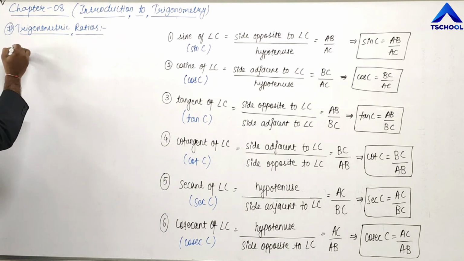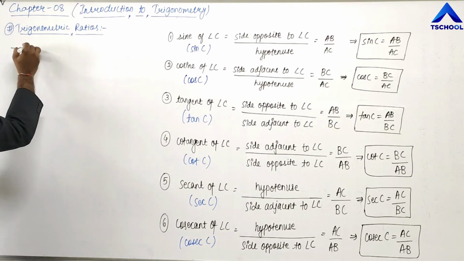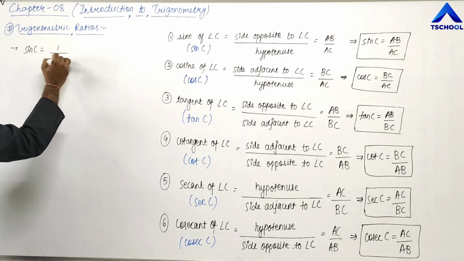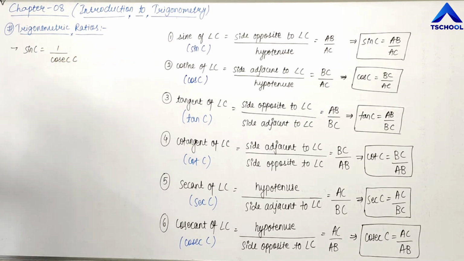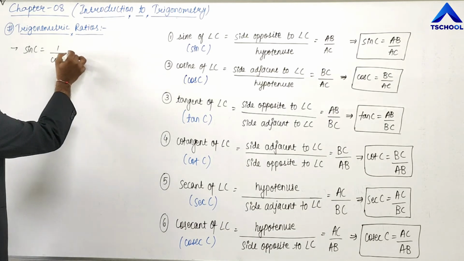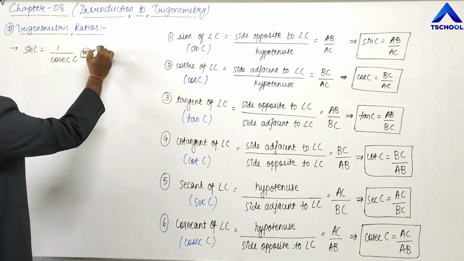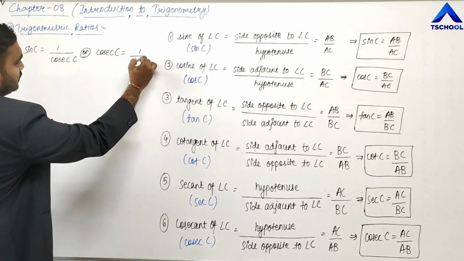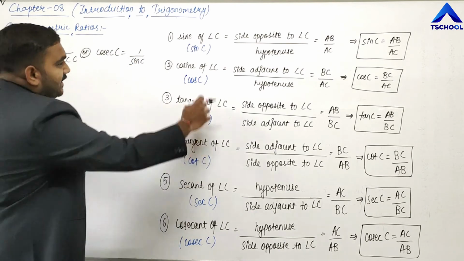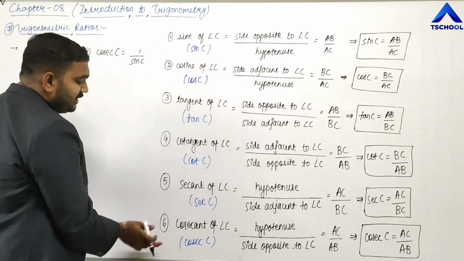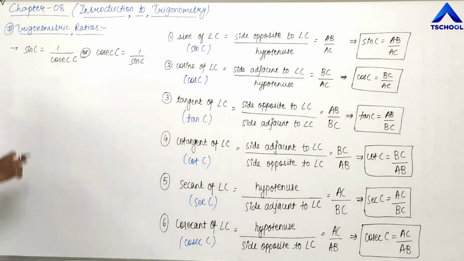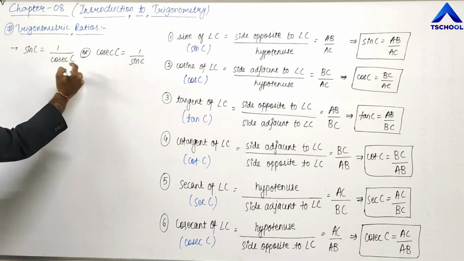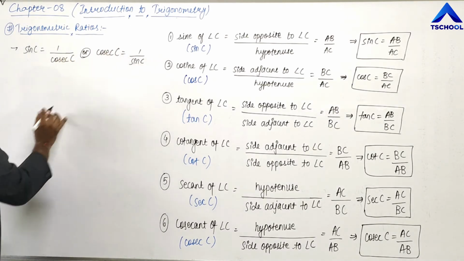So the extra thing that we need to understand, that is sin C is equal to 1 upon cosec C, or cosec C is equal to 1 upon sin C. As you can see, both sin C and cosec C are inverse of each other. That means sin C is 1 upon cosec C, or cosec C is 1 upon sin C.